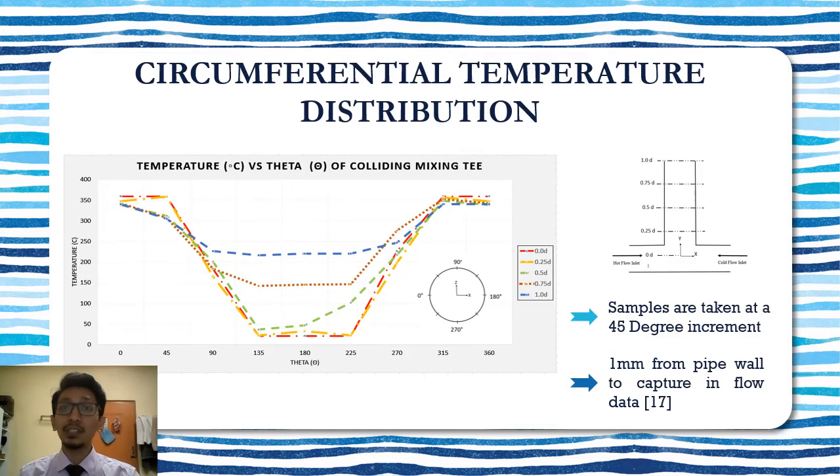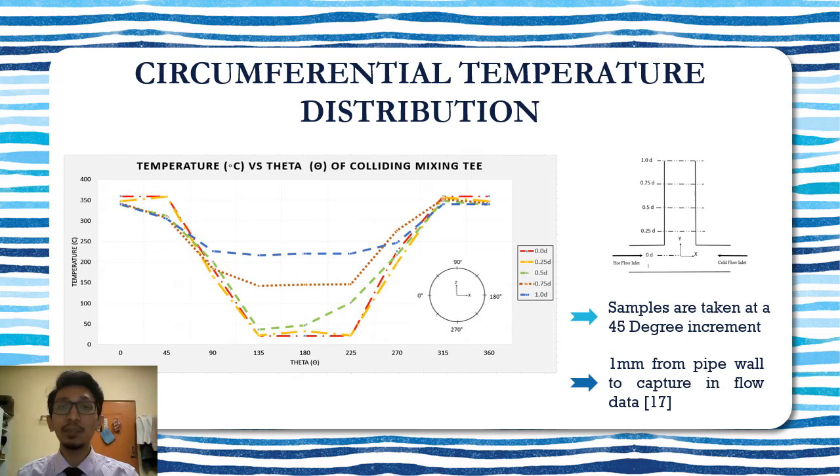The first result of the simulation analysis is the circumferential temperature distribution. For the colliding flow, what can be observed from the graph is that at the first and last 45-degree angle, similar temperature values are recorded. However, for all sampling points, temperature decreases from the 45-degree angle to its lowest value at the 180-degree angle, before it increases again starting from the 225-degree angle.